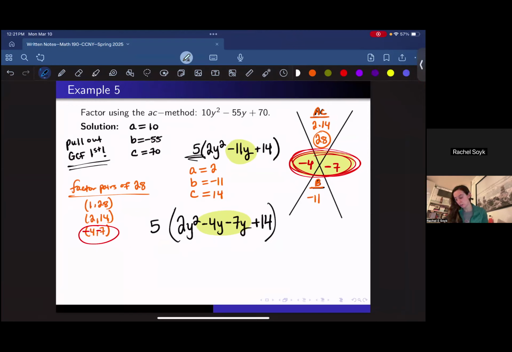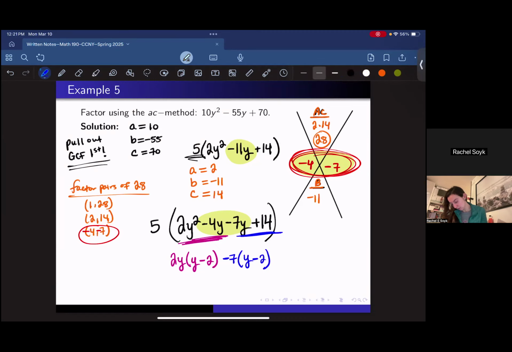And now let's utilize our factor by grouping. Pull out a GCF here. We can pull out a 2y. When we do, we're left with just y minus 2. Let's pull out a GCF here. Let's pull out a minus 7. And then we're left with a y minus 2. And then we don't want to forget all of this is around a big 5.